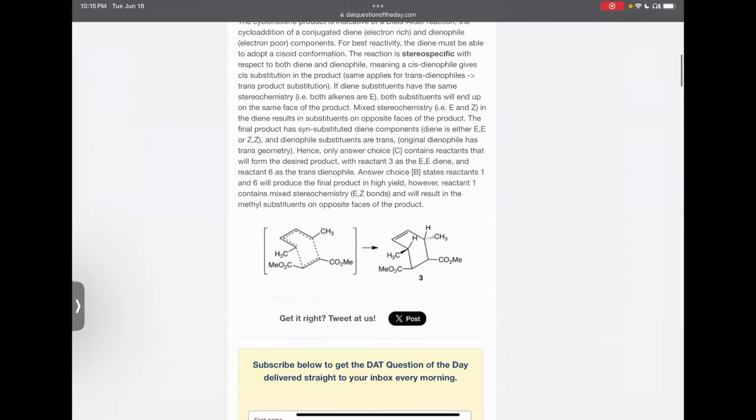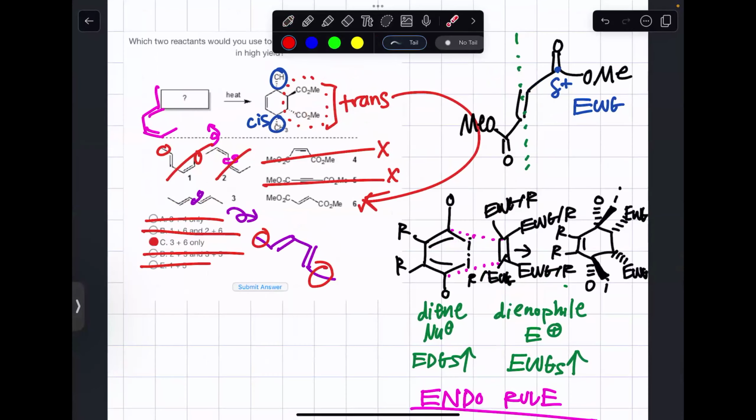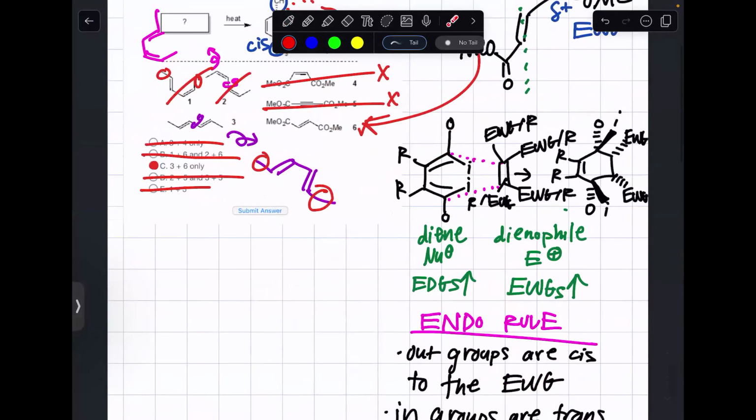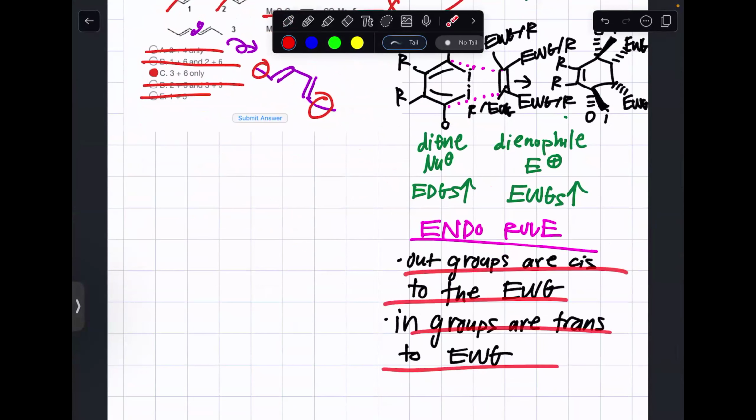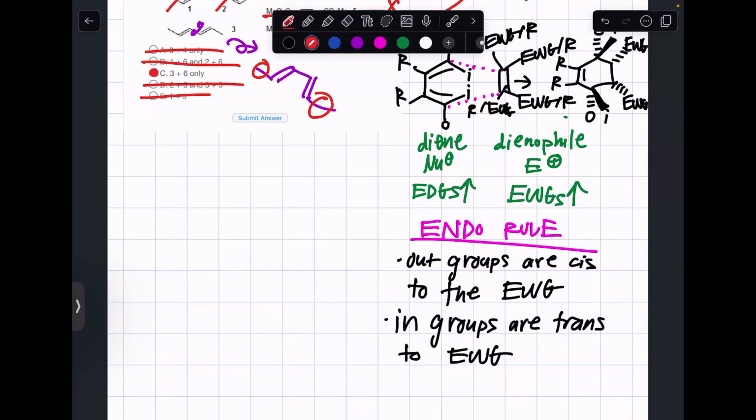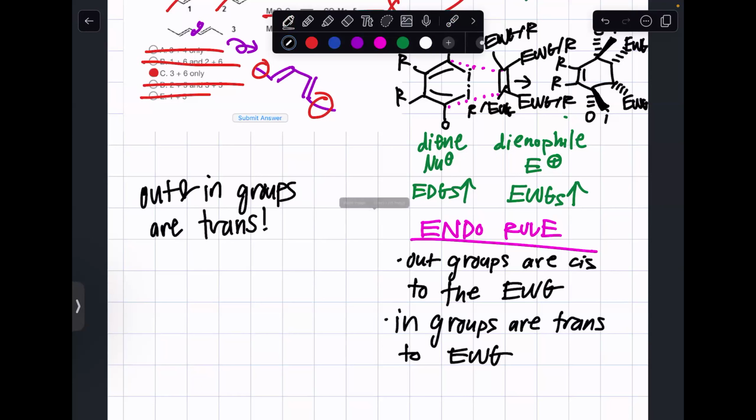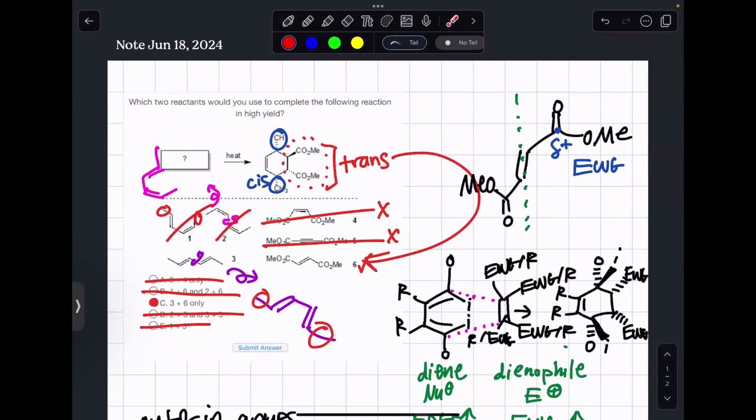So the most important concept that was tested here was the endo rule of the Diels-Alder reaction, where out groups are cis to the EWG and in groups are trans to the EWG. And out groups will always be cis to each other, in groups will always be cis to each other. Out groups and in groups are trans to each other. The dienophile stereochemistry here is just cis and trans. Like you said at the beginning, this is going to be trans, which is just that trans dienophile there.